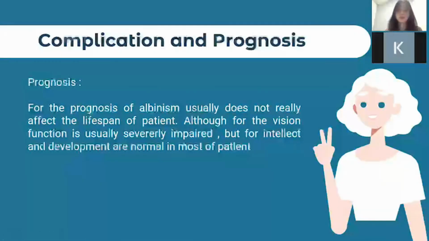For the prognosis itself, albinism usually does not really affect the lifespan of the patient, although the vision function is usually severely impaired, but the intellect and the development are normal in most of the patients.